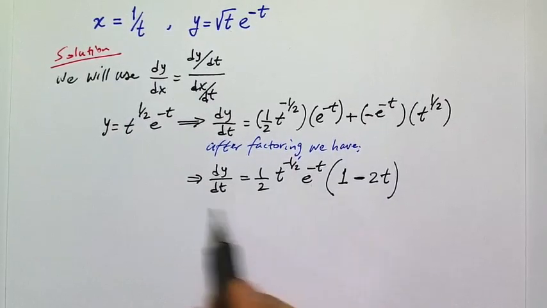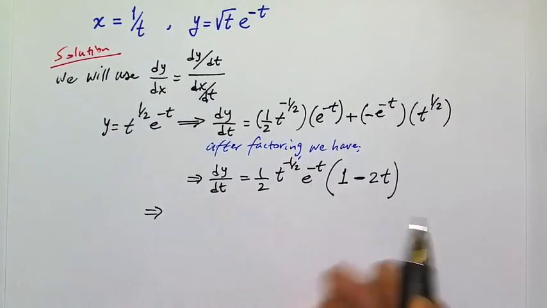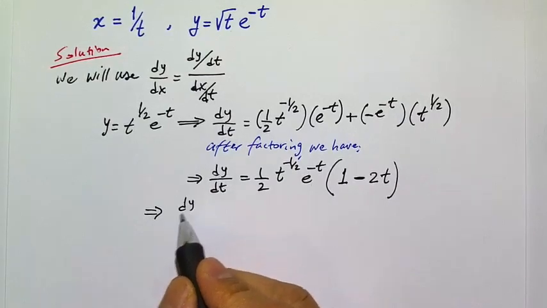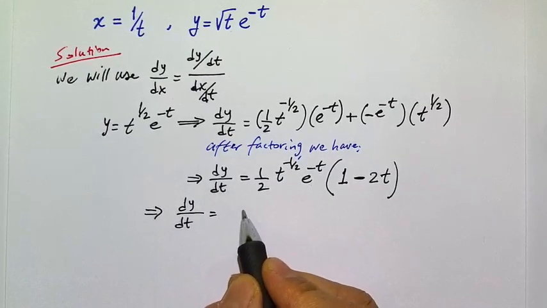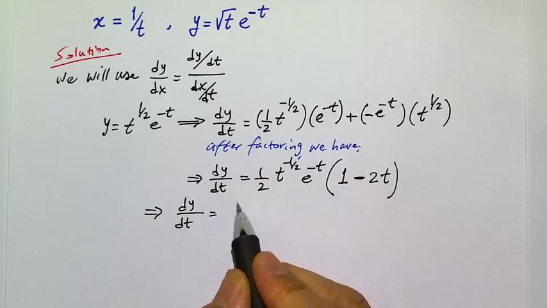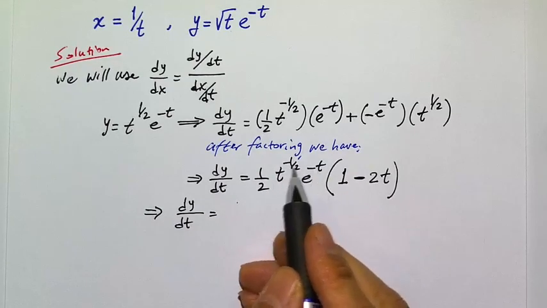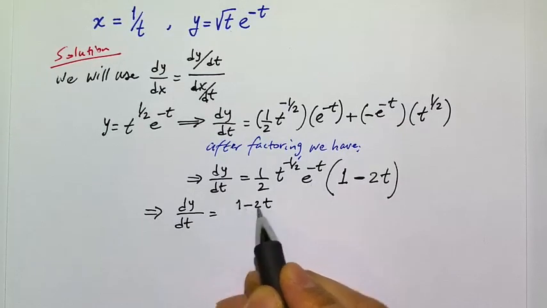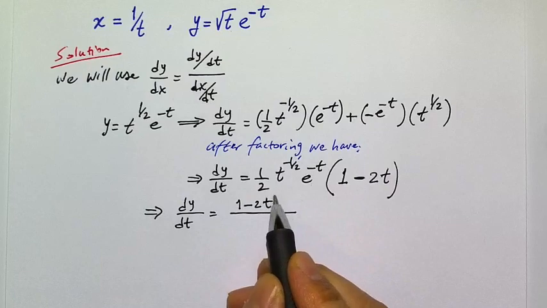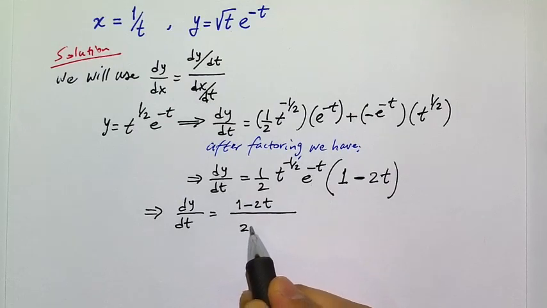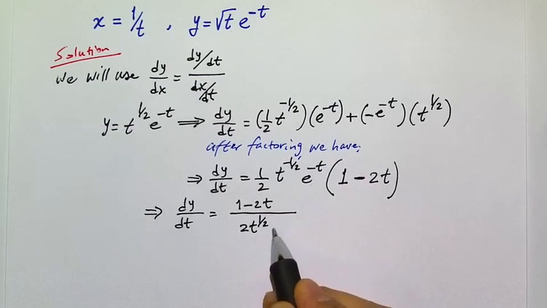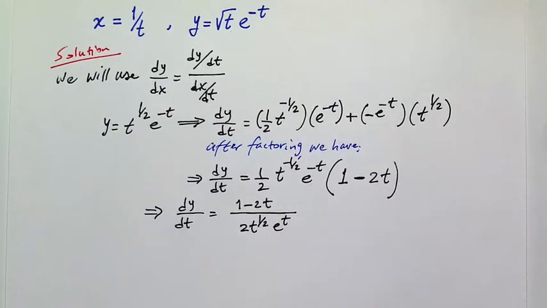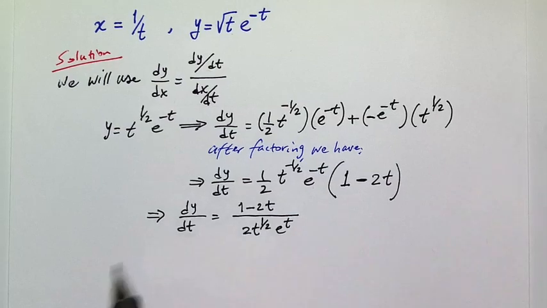So then, rewriting this in a more compact form, we can say dy/dt is really 1 minus 2t, because these two terms have negative power, so we can put them in the denominator. So we end up with 1 minus 2t, which is that expression, divided by 2 times t to the 1/2 power times e to the t power. Okay, so now we have to calculate dy/dx, right? Let's do that.